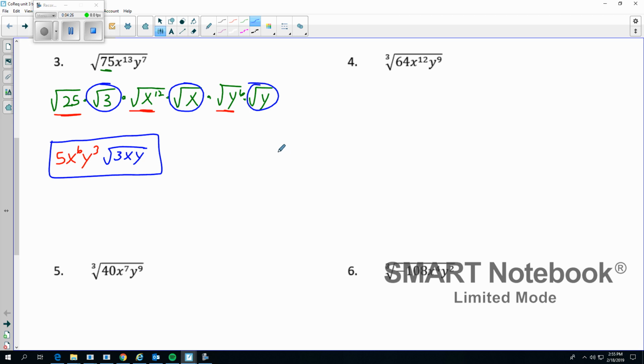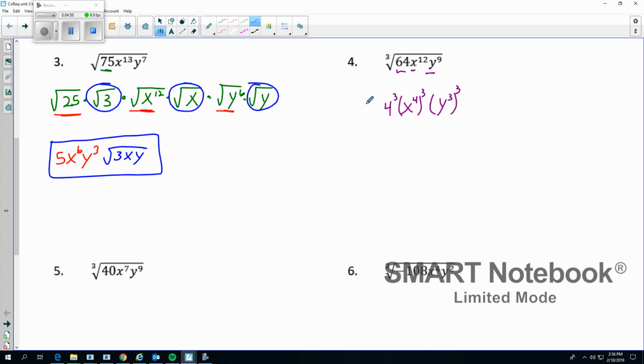All right, so now we're going to move into some cubes. And I'm going to make the first one pretty easy. I'll go ahead and show you all my work on this. So I'm going to manipulate each one of these right here. 64 can be written as 4 to the 3rd power. x to the 12th can be written as x to the 4th power raised to the 3rd power. And then y to the 9th can be written as y to the 3rd to the 3rd.